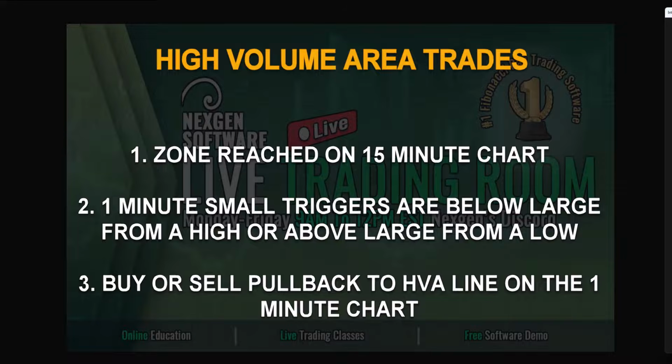So let's talk about the actual trades themselves. Again, when we're at these key tops and bottoms, support and resistance areas, we want to look for our 1-minute market flow high volume line to generate an entry for us. So there's only 3 rules. Number 1, you have to have a zone reached on the 15-minute chart, some type of support or resistance that is a termination condition. Number 2, you have to have the 1-minute small triggers at least crossed up or down. And then number 3, very simply, you're going to buy or sell a pullback to the line. So it's a very, very, very simple trade.